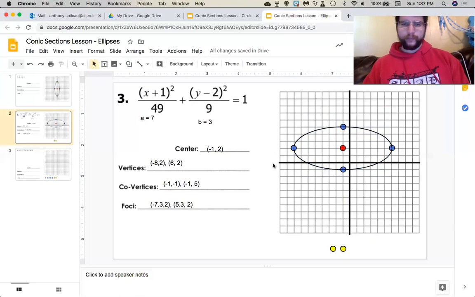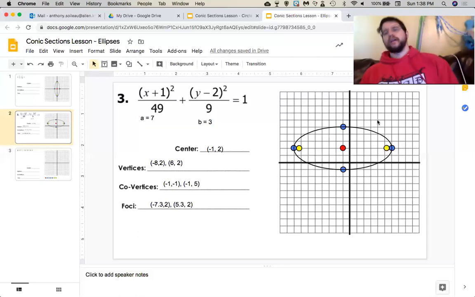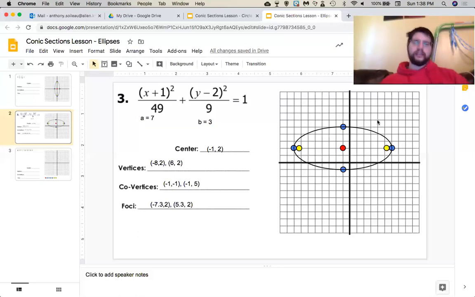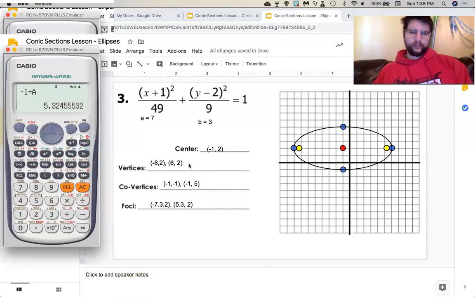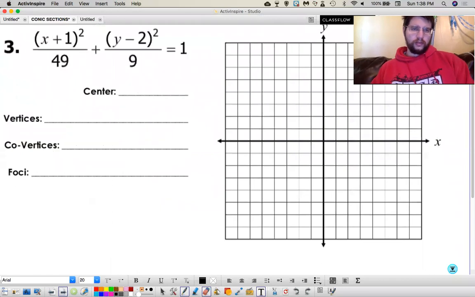That'll work for me. And if you do want to plot the foci, you can. Negative 7.32, so it's going to be right before that. And 5.3. So something like that. Again, if you have your vertices, co-vertices, and center, it's good for me. Foci, they're just a little messy to work with. Okay. That was that one.